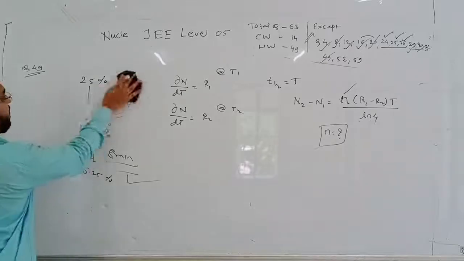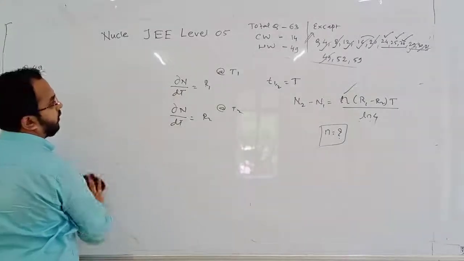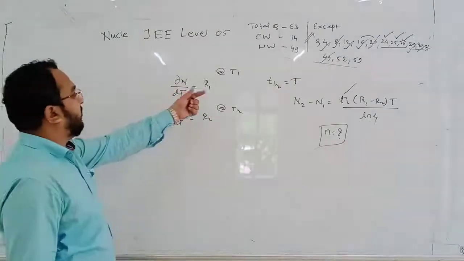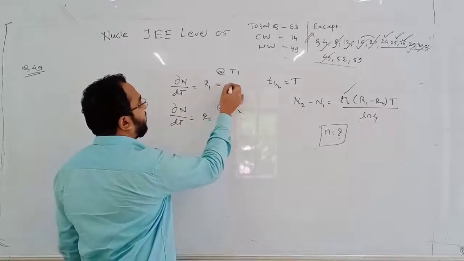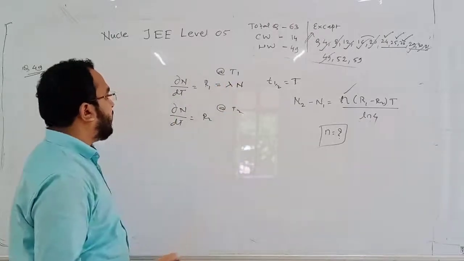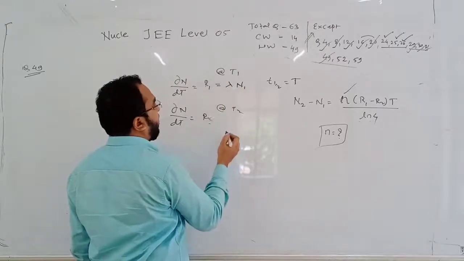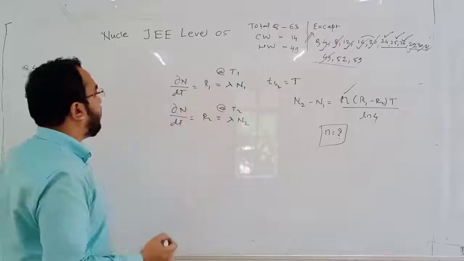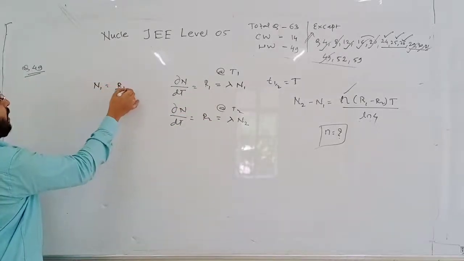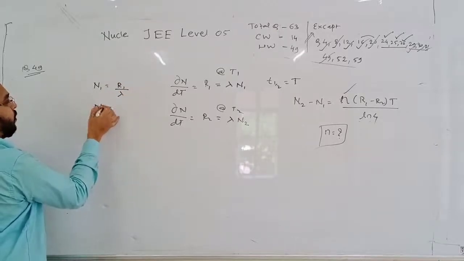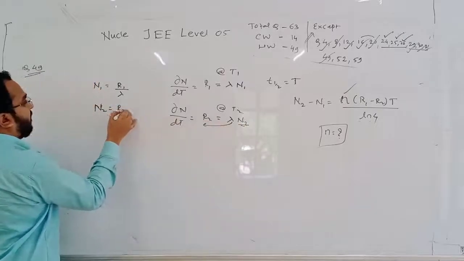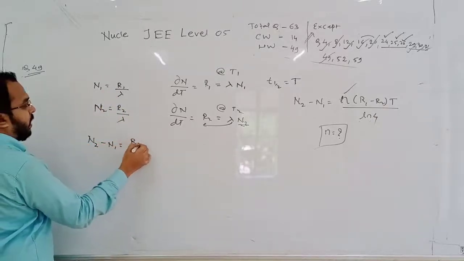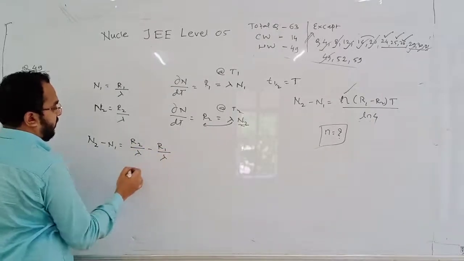Now see, dear students, we know that R1 is activity, which is nothing but lambda into n. For t1, I will write n1. This will be lambda into n2. From here we can find n1: n1 will be equal to r1 upon lambda, and n2 will be equal to r2 upon lambda. If I subtract these two, we'll get n2 minus n1 is equal to r2 upon lambda minus r1 upon lambda.